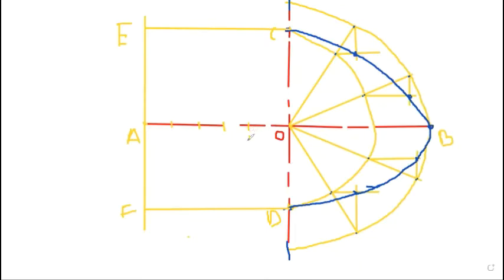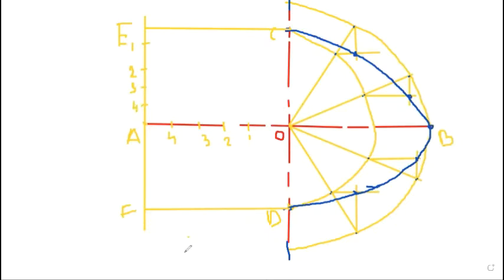This is 1, 2. Similarly, AE also we divide into 5 equal parts by scale. So each part will be 6 millimeter. Similarly, here also give the names 1, 2, 3, and 4.